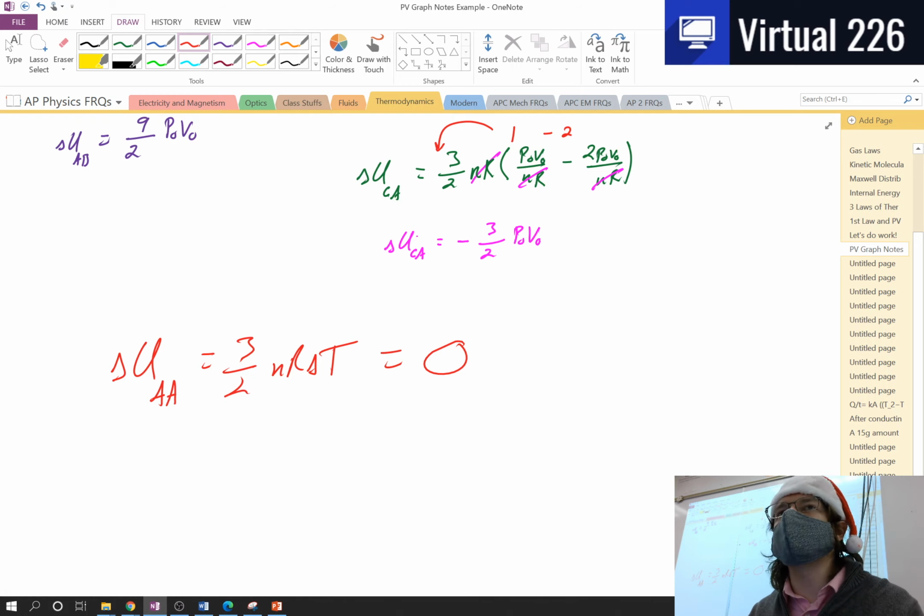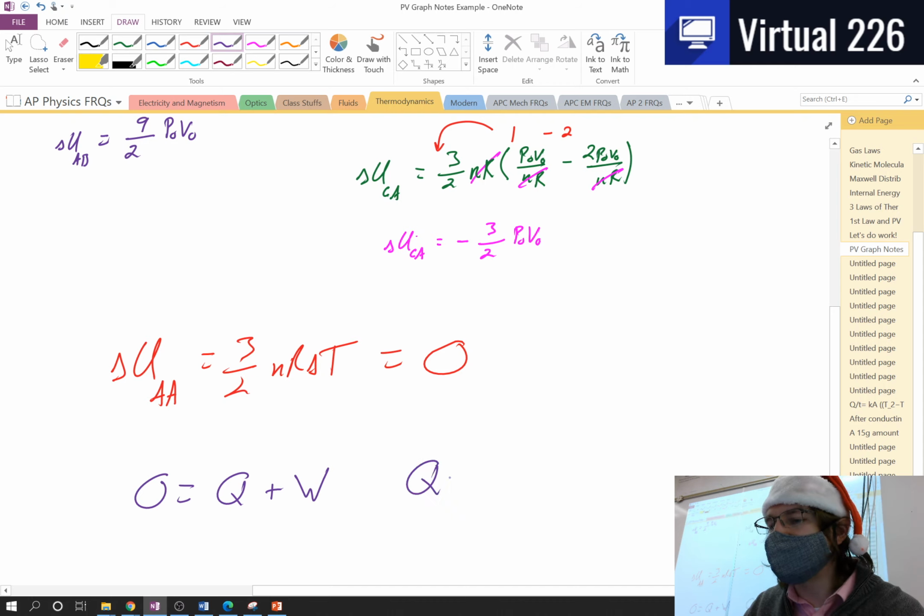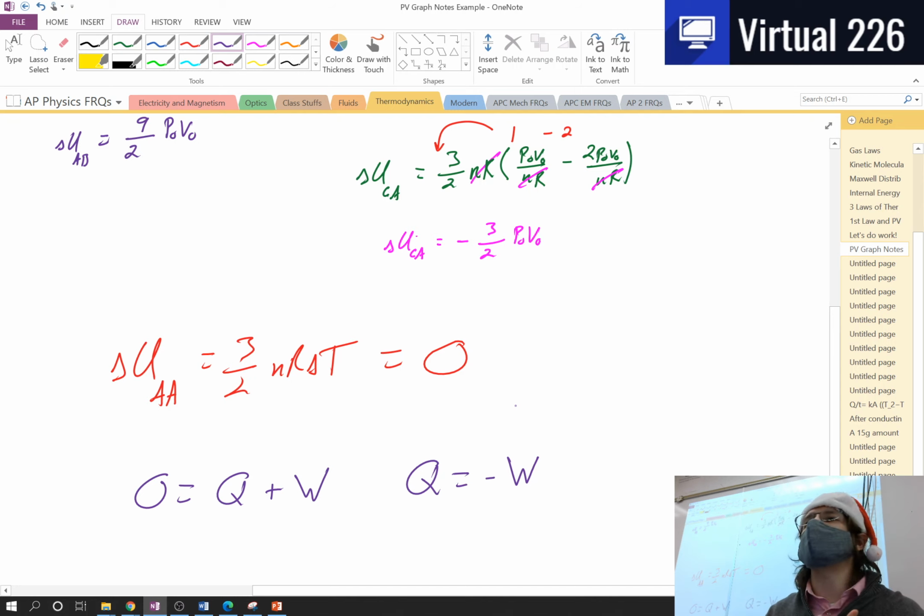Now, a fascinating thing about this is that if there is no change of internal energy here, we could write the equation 0 equals Q plus W, which implies in this case for a full cycle that Q is just equal to the opposite of whatever work was done. So once again, we see heat having to enter or leave the system.